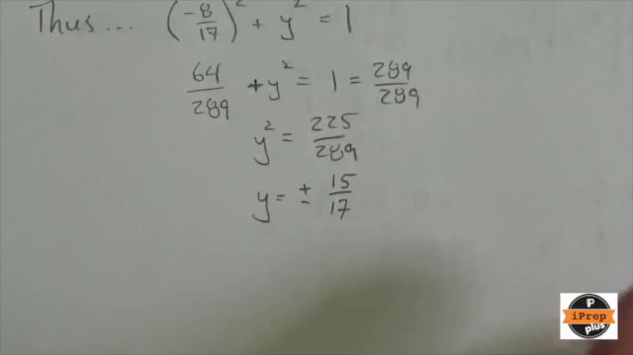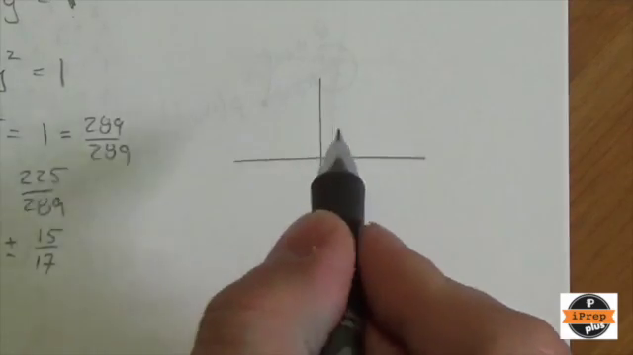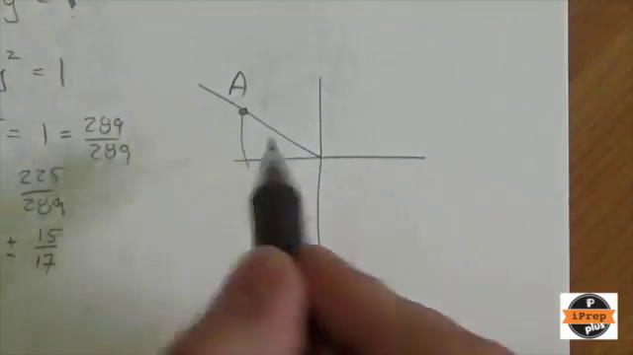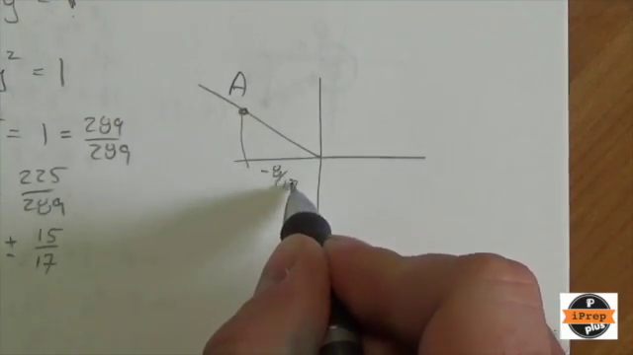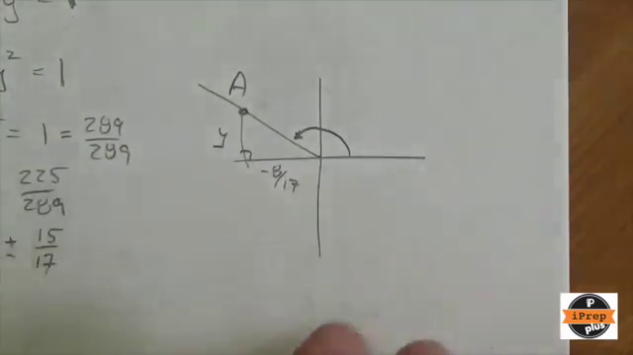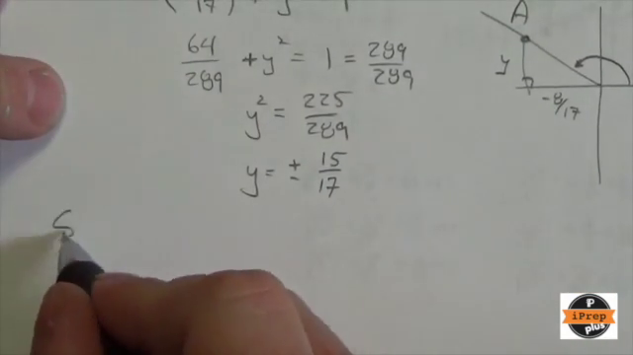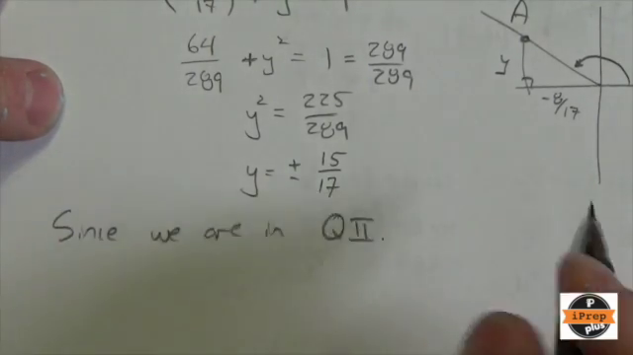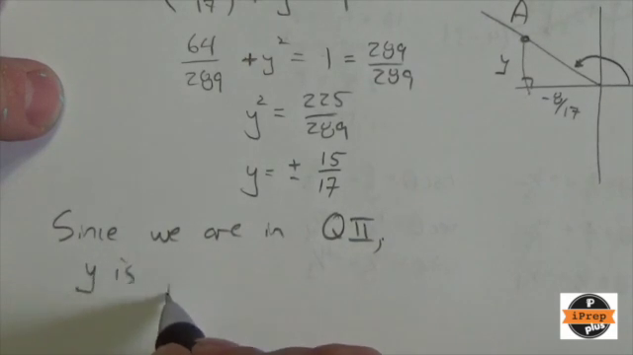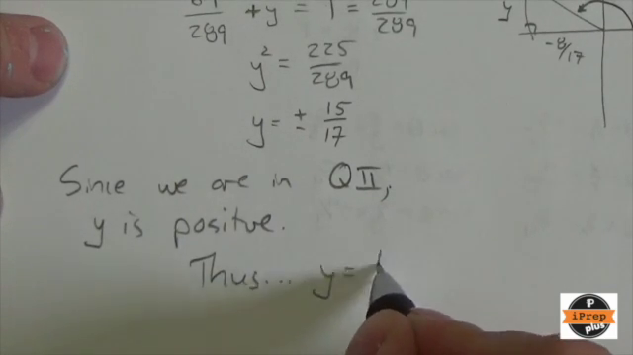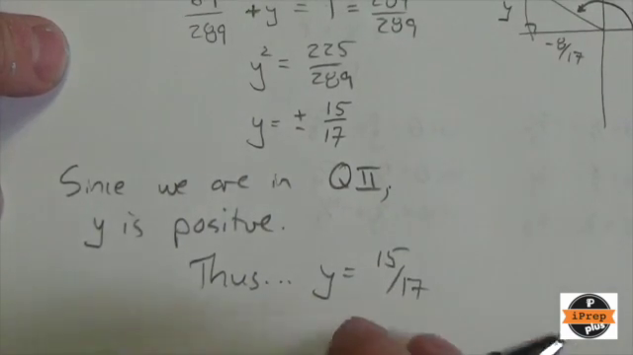Well, that's what that other bit of information was. Remember that we're told that A is in the second quadrant. So A is out here. Here's our terminal arm. So here's A. And bear in mind, again, we were told that this was going to be negative 8/17. Here's our y. Because we're in the second quadrant here, we know that y is going to be positive. So therefore, since we are in quadrant 2, y is positive. Thus, y is equal to positive 15/17. That's what we were looking for.